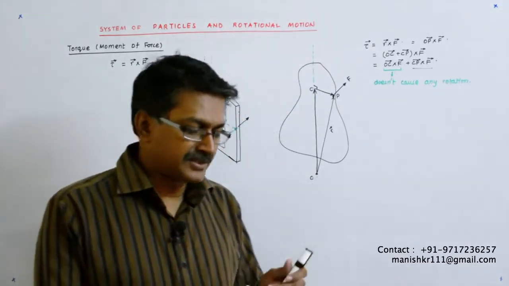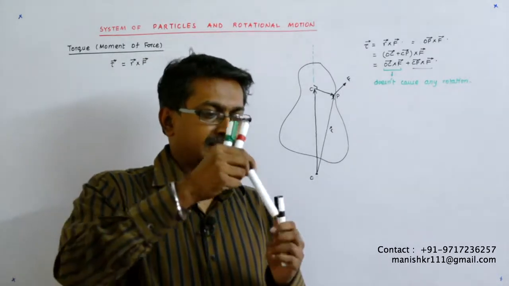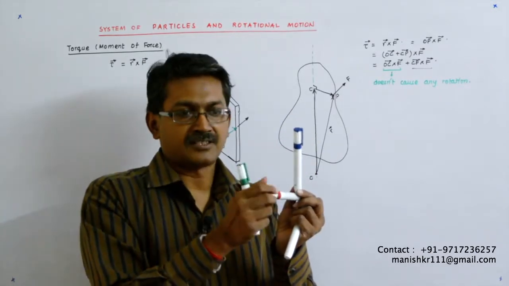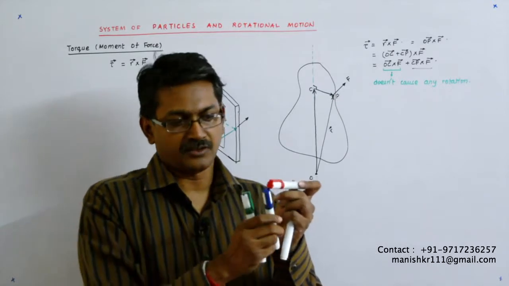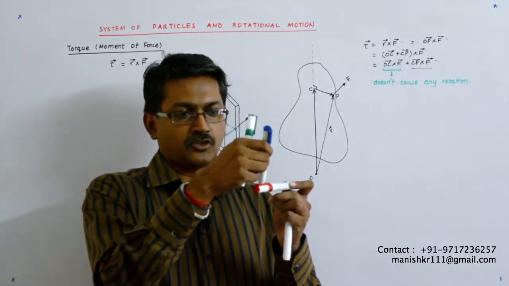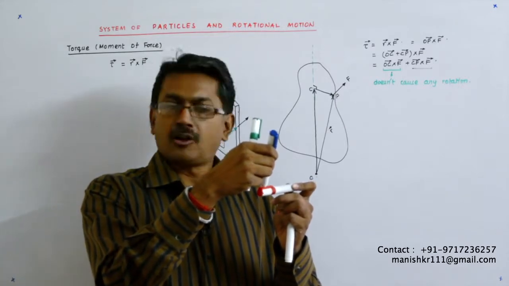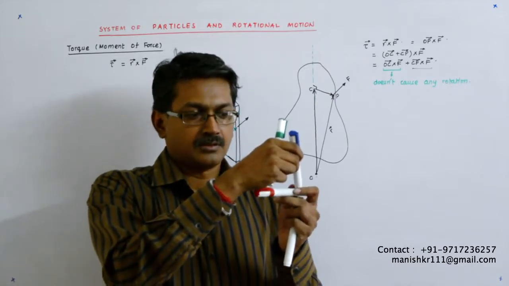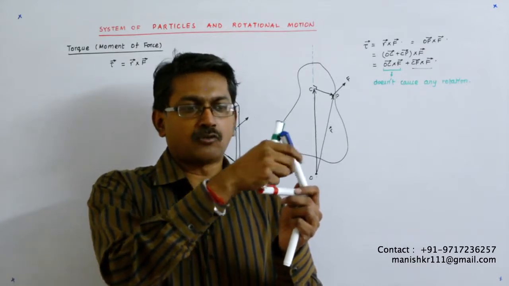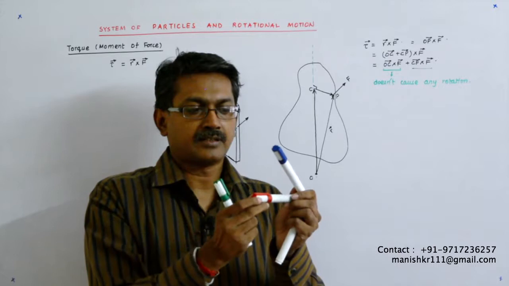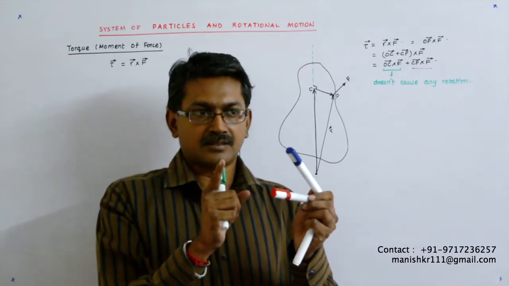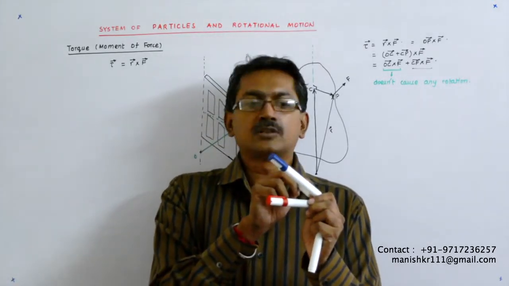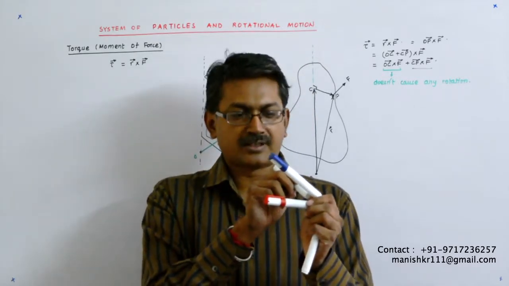Now what happens? So this was OC, this was CP, and say this is my F. Understand? So OC, CP, this is your R, this is your F. OC cross F is gone, does not produce any rotation. So I am left with CP cross F. Now CP cross F is like what? It is the vector product. The vector product is a vector that is perpendicular to the plane containing both the vectors. So it is acting in this direction.